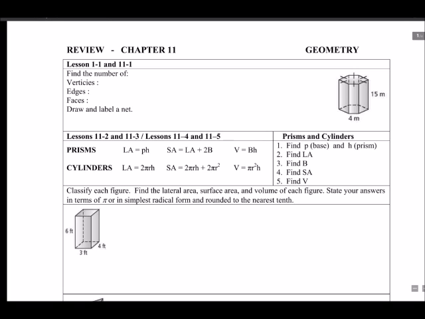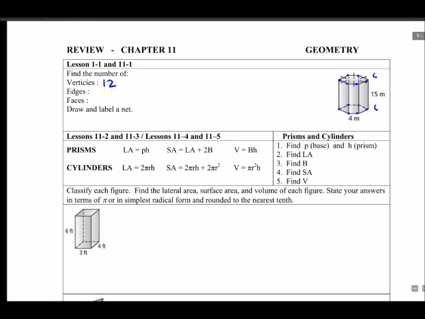I find a spot on the top, and 1, 2, 3, 4, 5, 6, work my way around. Do the same thing on the bottom, 1, 2, 3, 4, 5, 6, no surprise there. So we have 12 vertices. And then I'm going to do the same thing with the edges.